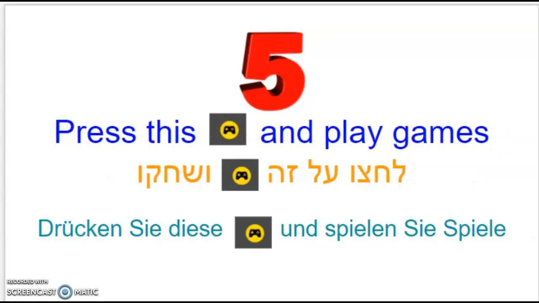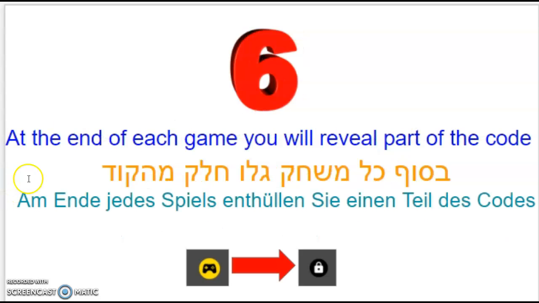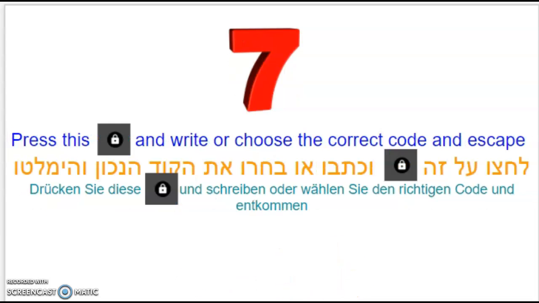Now you get to the best button of all. This is the gaming button. When you press this, you can play games. But unlike the regular games that you play, with the gaming button, at the end of each game, you will reveal part of the code that you need to open the lock and escape to freedom. So when you press the lock button, you will write or choose the correct code and escape to freedom.